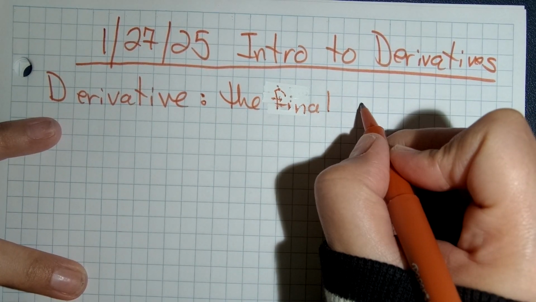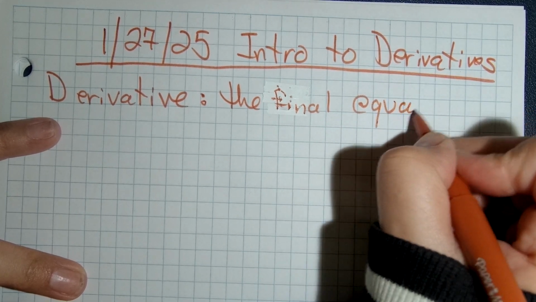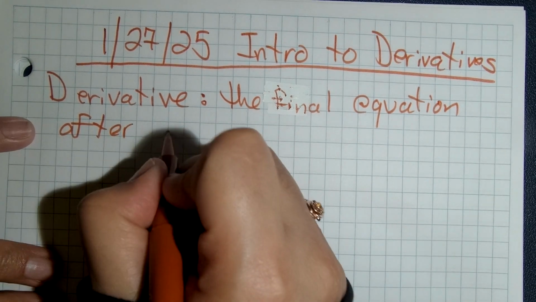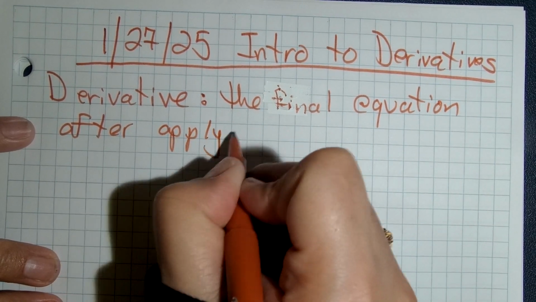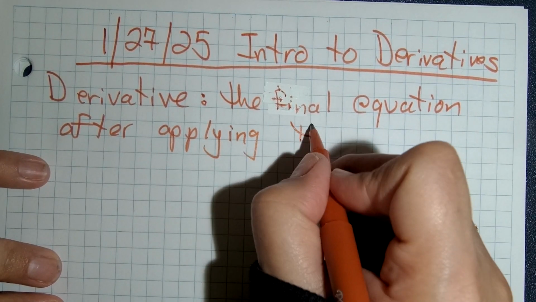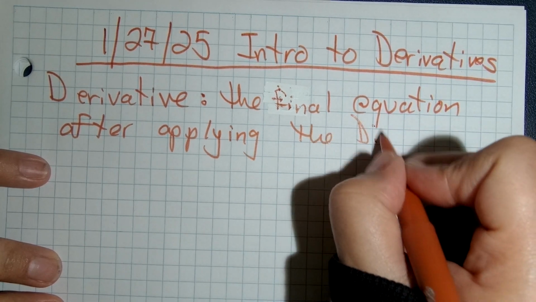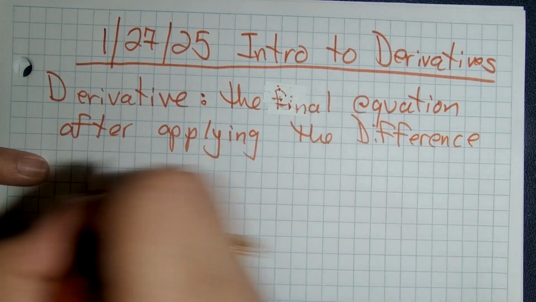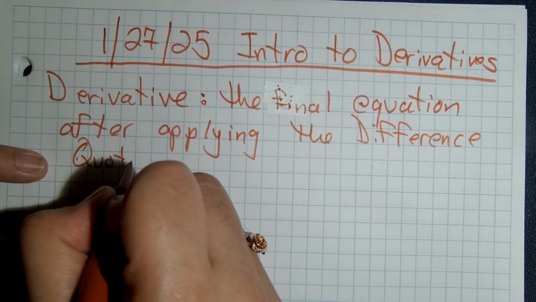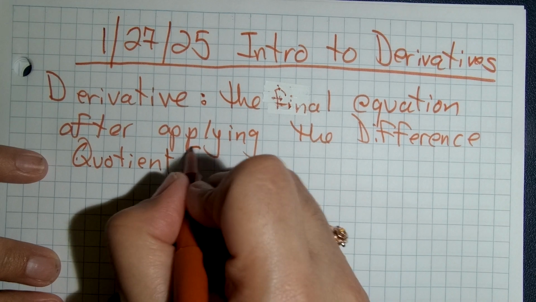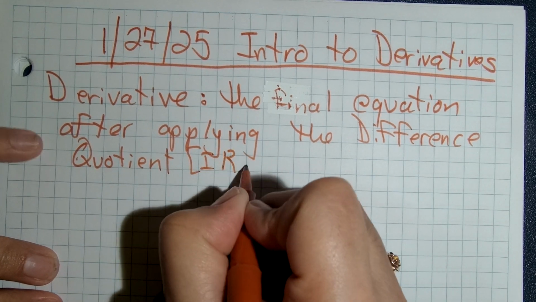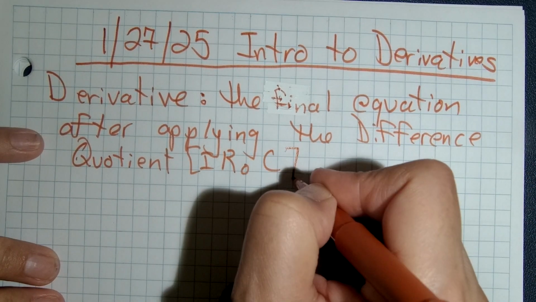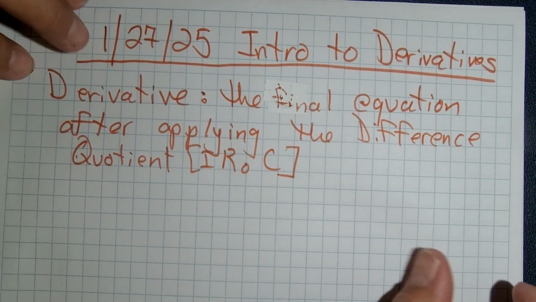The final answer or equation after applying the difference quotient. I know that we were also calling it the instantaneous rate of change. But we're going to call this the derivative from now on.